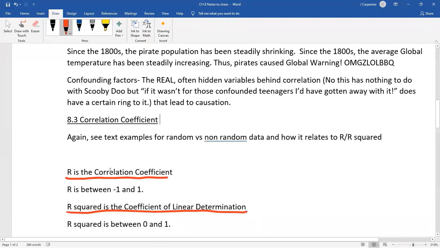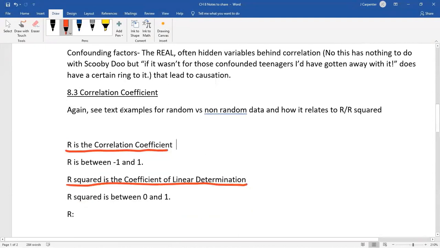So I'm not going to give you a test question, what is the correlation coefficient? What is the coefficient of linear determination? The test questions would be, what is this value of R related to? What is this value of R squared related to? So I say here again, see text examples for random versus non-random data. We'll get into that after we go over the definition. And I won't actually do see text, I'm just going to make some images myself.